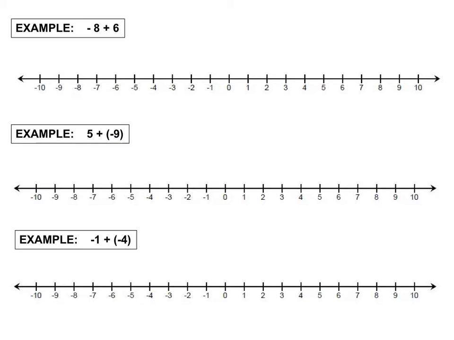Okay, let's model some more integer addition. In this example, we start at negative 8, and we're going to add positive 6. So we start at 0, because we always start at 0. We're going to go out to negative 8, and now we're going to add 6. Because 6 is a positive number, we're going to go to the right. So I'm going to add 6 to the right.